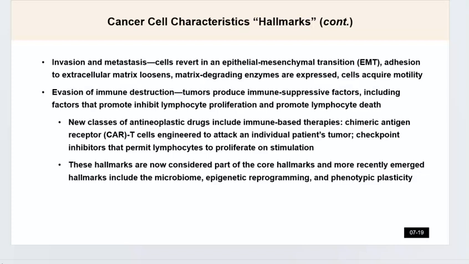Cancers are unique because they have invasive and metastatic capacity. So, cells revert in an epithelial mesenchymal transition. Adhesion to extracellular matrix loosens, and the matrix-degrading enzymes are expressed, and the cells acquire motility, which is a problem, right? I think of angiogenesis as like pouring extra fuel into the fuel tank. And now the EMTs actually put tires on the cancer cell.